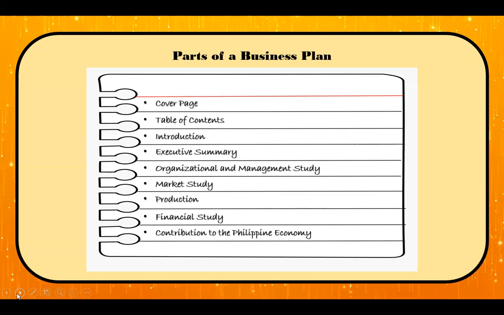Next, we have the contribution to the Philippine economy. So it includes information as to contribution of the business to the economy of the country. And last part of the business plan is exhibits. So these are the supporting data of the preceding items such as personal resumes, job descriptions, letters of intent, copies of leases, contracts, legal documents, and plant location, lot location, and other important documents relevant to the plan.